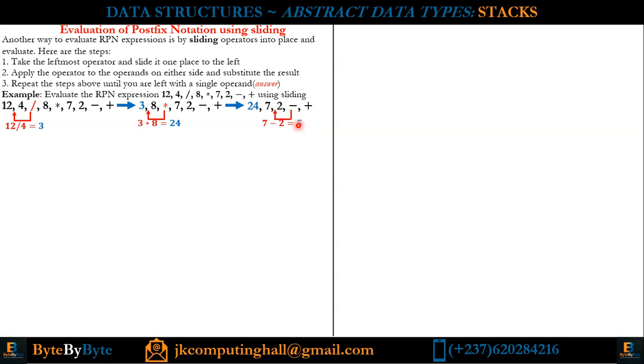The 2 operands and the operator. So 5 will replace 7, 2, and subtraction. And I'm going to get 24, because this 24 that we have, this 1, 2, 3 are replaced by 5. Then I have plus. The last operator, I slide it one place, and I have 24 plus 5, which is 29. So that's how we still have the same answer.